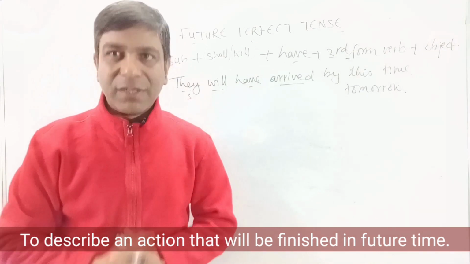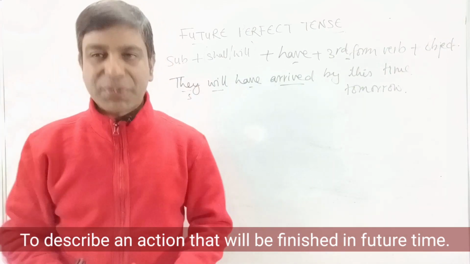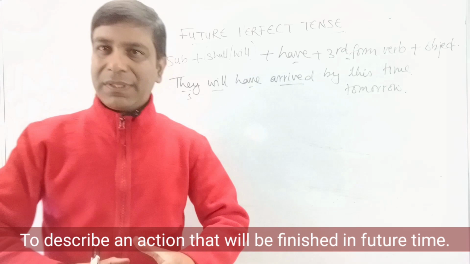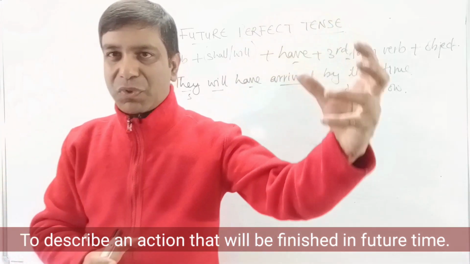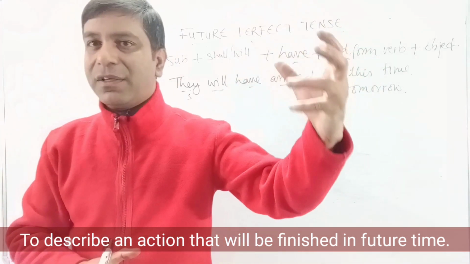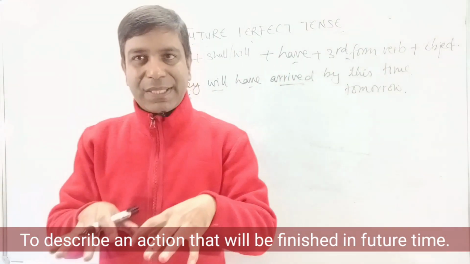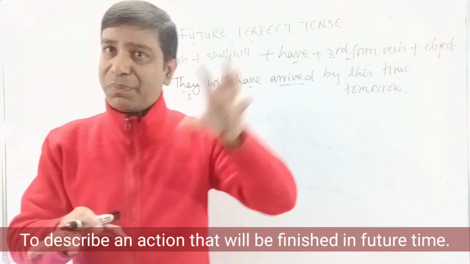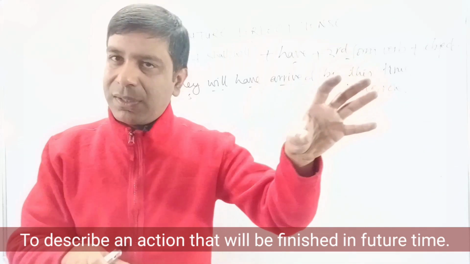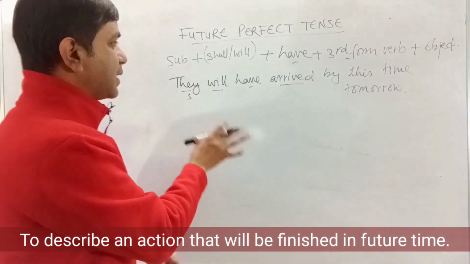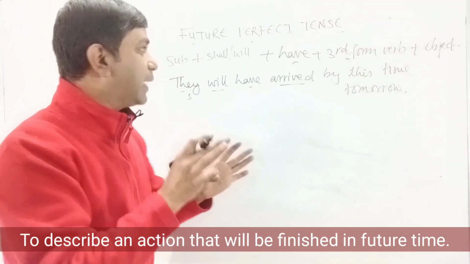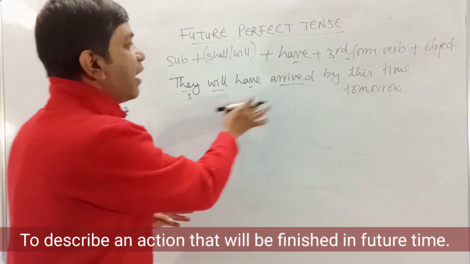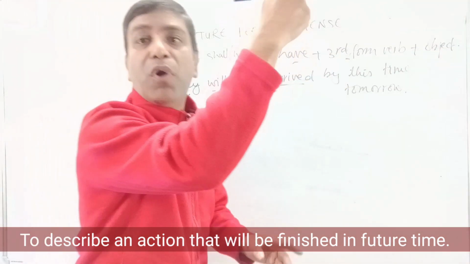As I said earlier, future perfect tense is used to describe an action that will take place in future and will be finished in future. It hasn't happened yet, it hasn't taken place yet, but will take place in future and will be finished in future. So this example makes the idea clearer. They will have arrived by this time tomorrow.